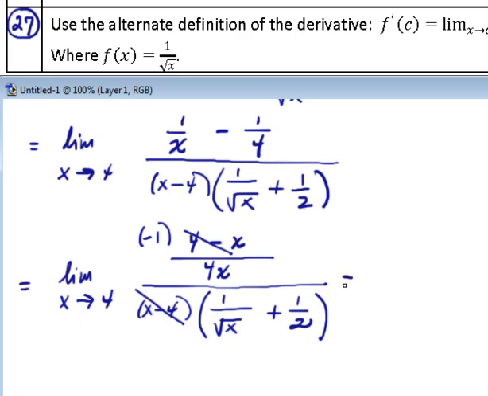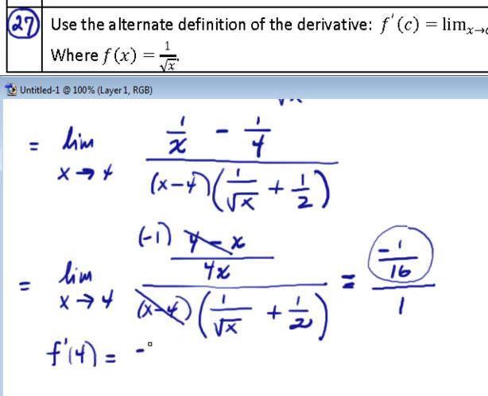So finally we can take the limit by substituting in x equals 4. This is no longer a 0 over 0 limit. So here we have minus 1 over 4 times 4, minus 1 over 16. And in the denominator we have 1 over the square root of 4, which is 1/2, 1/2 plus 1/2, which is 1. Okay, so that's just equal to minus 1 over 16. So we see f prime of 4 is equal to minus 1 over 16.